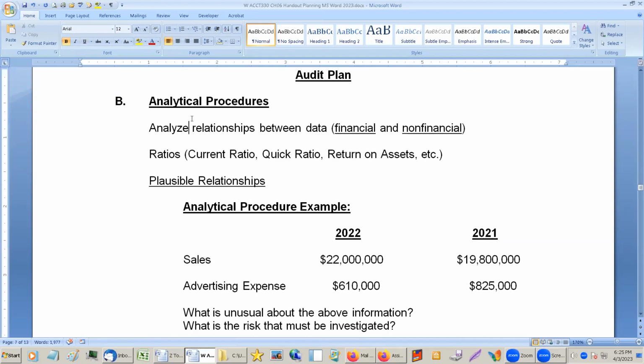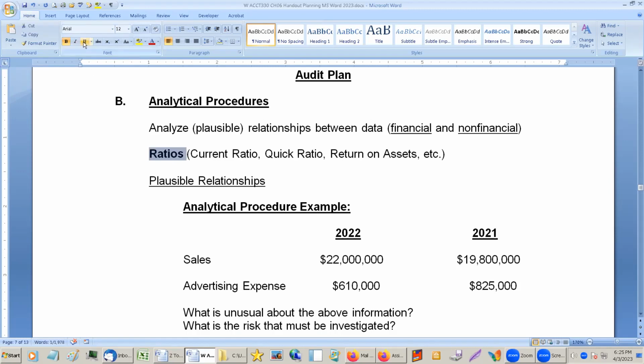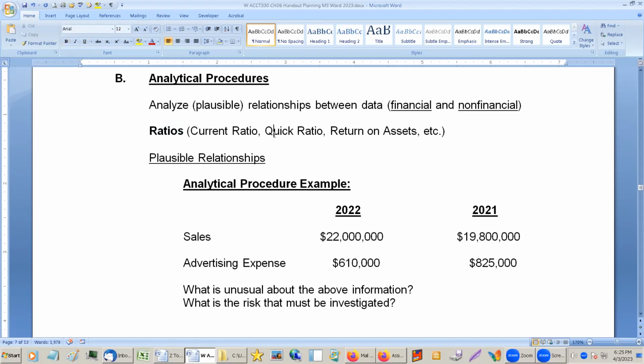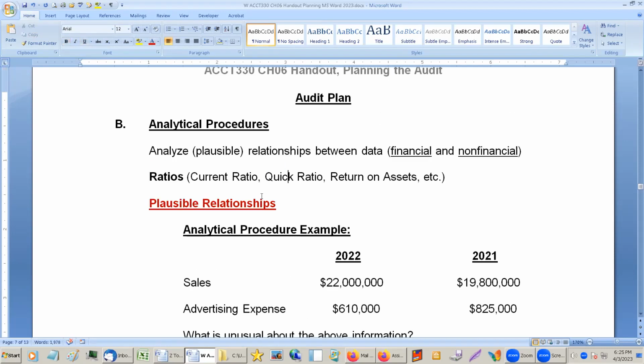Okay, I've got to change this for a second here. Analytical procedures analyze relationships. These are usually referred to as plausible relationships between data. It could be financial or non-financial. A lot of times these are ratios. Oh, here they've got plausible relationships. Okay, analytical procedures.